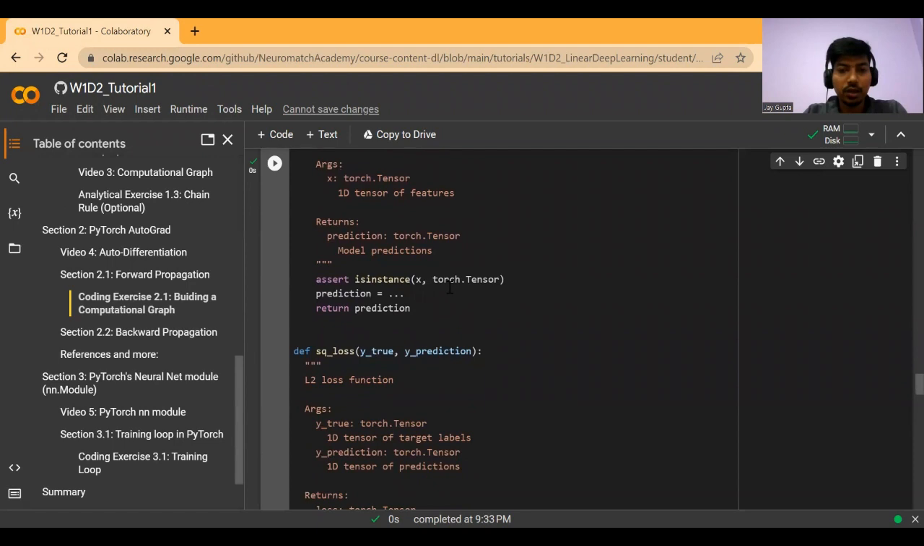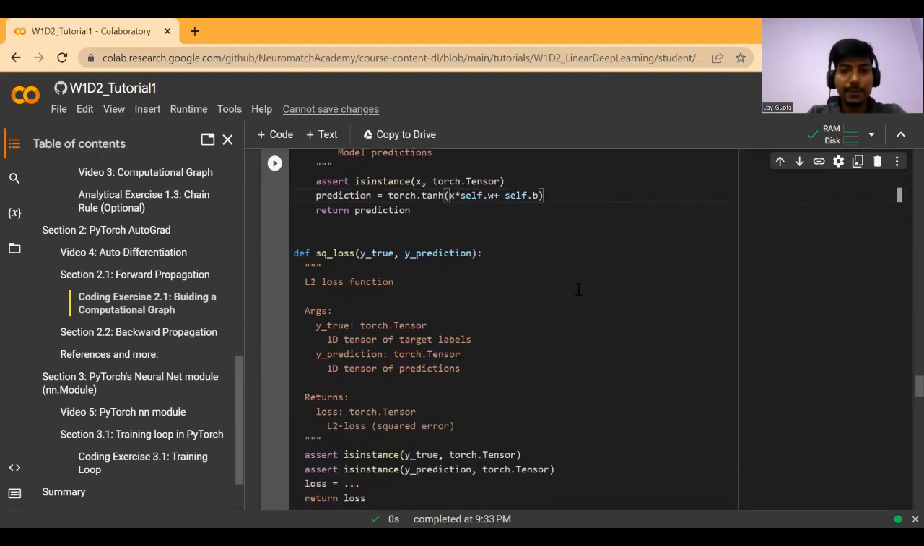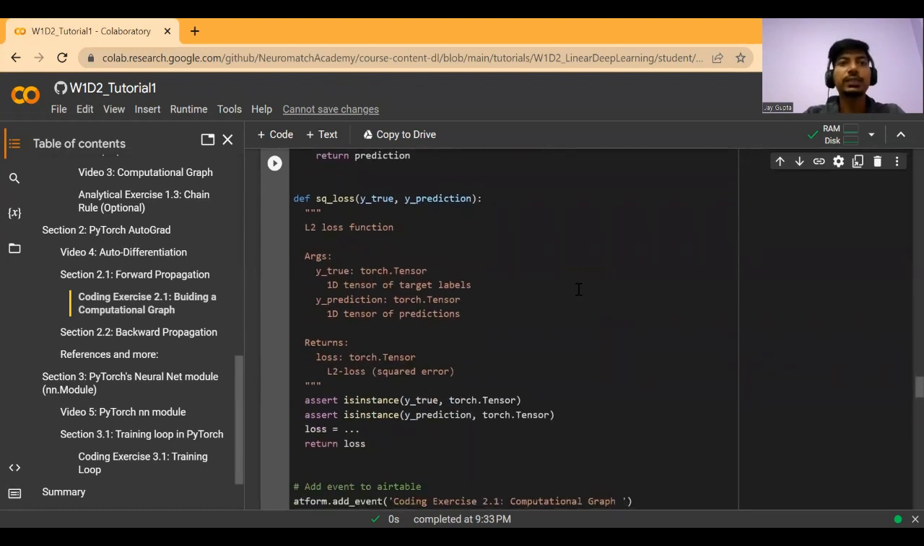So you can see we'll be calculating our prediction using the simple linear regression model and a tanh activation function. Here, this is our x, which is the input. Then we multiply with our weights and add the bias. Also, since we're using the PyTorch model, we have to denote torch.tanh. Now the next function we have is a square loss function.